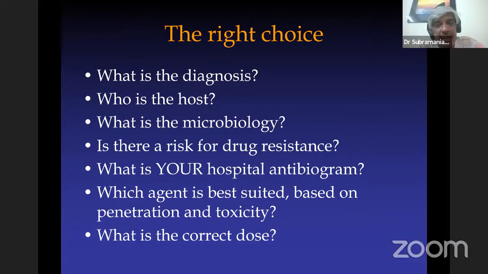So again, like I said, penetration, certain drugs like tigecycline is no good for the lung. For intra-abdominal infection, it's a great choice. For urinary tract, it's a pathetic choice. So again, look at all of that.